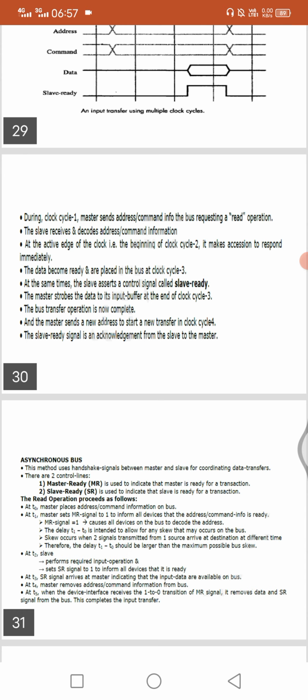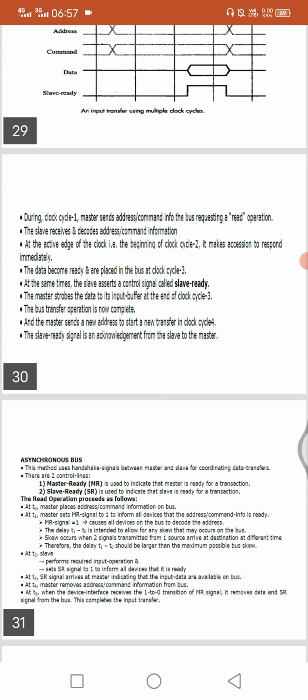So the master stores the data into the input buffer at the end of clock cycle 3. The bus transfer operation is now complete. Why do we use a bus here? In order to transfer the data from one place to another place.